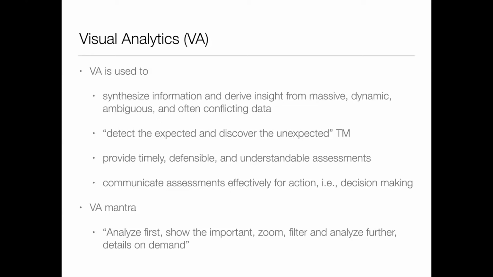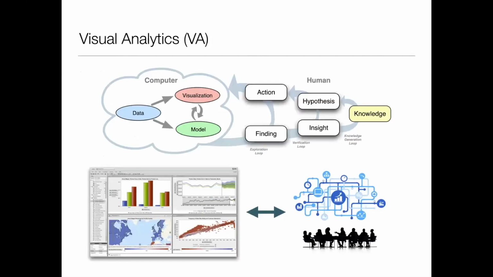Then the user can zoom in on, or select or filter, areas that they think are more interesting. Then that connects to a further step of analysis and details on demand. And usually you do this in a back and forth way, so that the visual analysis process becomes this iterative process of deriving insights, creating hypotheses, and so on.